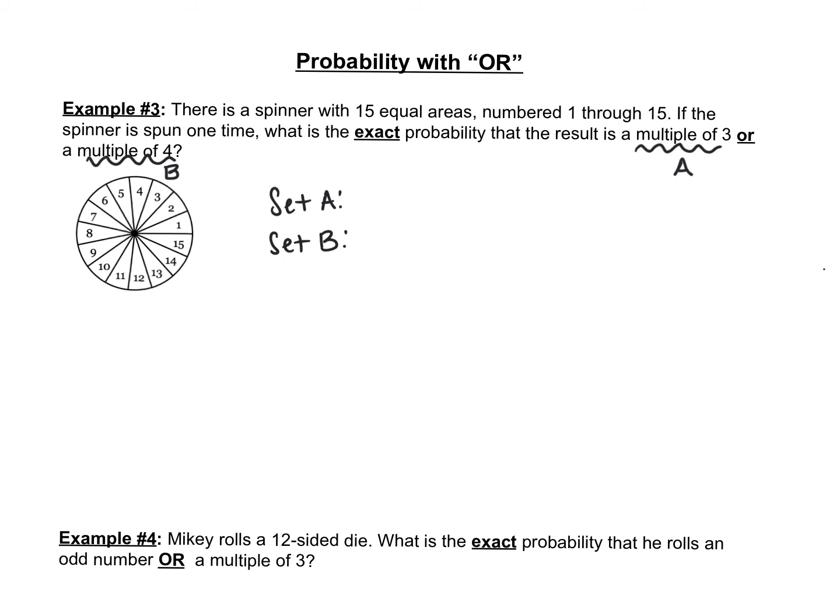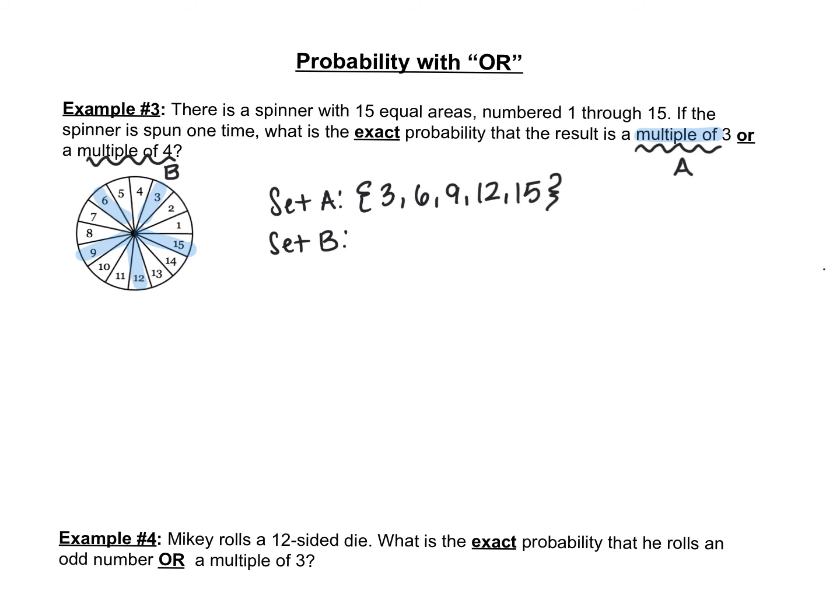So multiples of 3, we can highlight it if we'd like. Let's use blue for that. So all multiples of 3: 3, 6, 9, 12, and 15. Let's go ahead and label that here. So 3, 6, 9, 12, and 15.